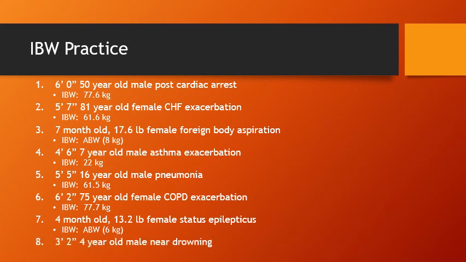And then lastly, we have a 3 foot 2 inch 4-year-old victim of near drowning. So pause your video and calculate this patient's ideal body weight. So this patient's ideal body weight is going to be 16 kilograms. This is a 4-year-old pediatric patient, and so we're going to take 4 times 2 and then add 8 to that, giving us 16 kilograms.